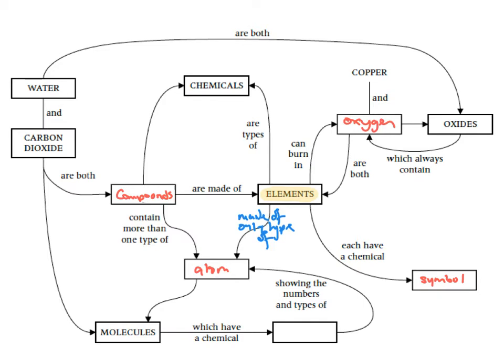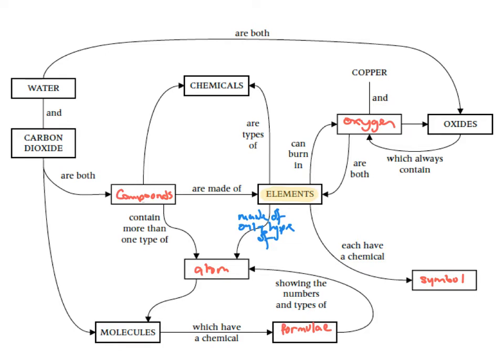All right. So what else have we got here? If we follow this around, we've got water and we've got carbon dioxide, and the arrow here is saying that they are both compounds, and we know that they're both compounds because they contain more than one type of atom. You see how these things are linking up. These are also examples of molecules, and if we know something is a molecule, then it's going to have a chemical formula, right? Molecules have chemical formulae.